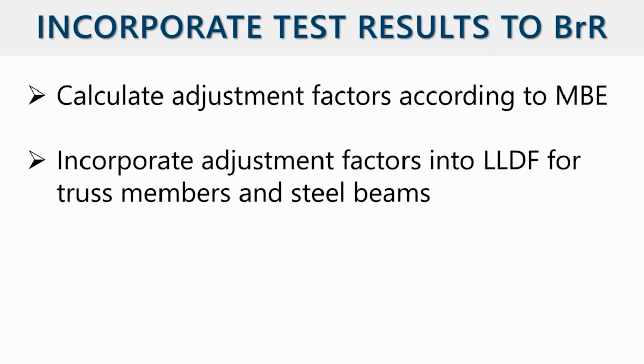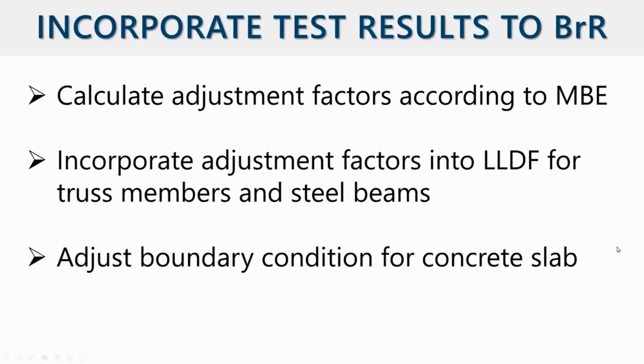Then, how are we going to incorporate that into the truss members and the steel beams? Those are very easy because we can simply change the live load distribution factors for those members. Again, those adjustment factors are only for live load. Okay, those are only for live load. So we can simply update the live load distribution factors for the truss members and the steel members.